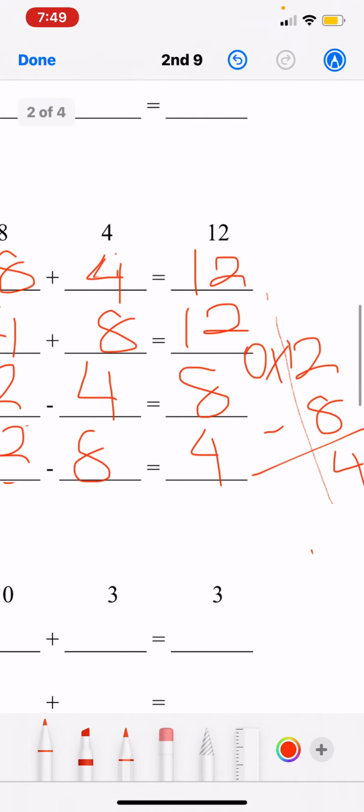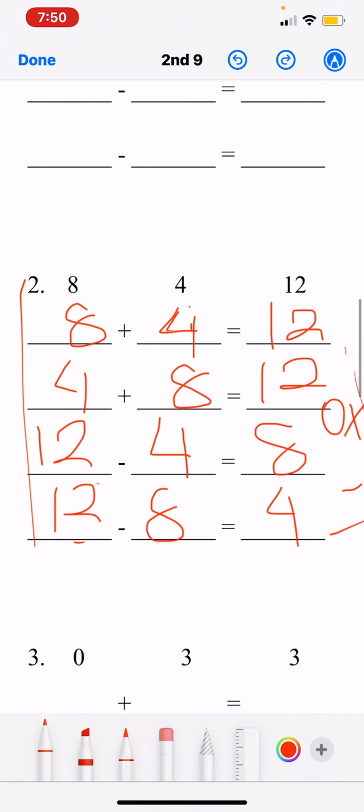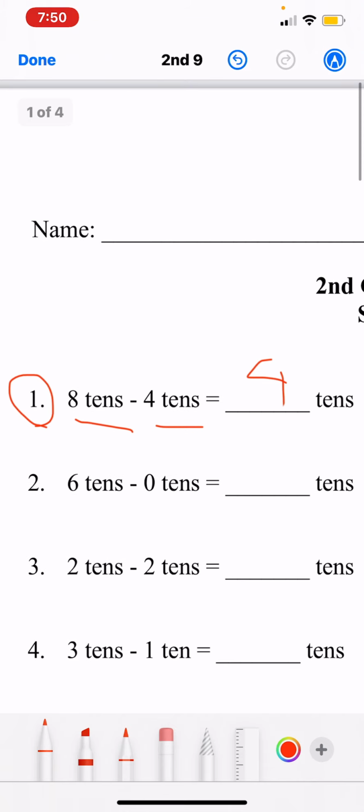So I'm going to put 4 here. Did I use 8, 4, and 12? Yes, I did. I used 8, 4, and 12. So this works. So here we go. This is how you solve it. And remember, you have to use these 3 numbers, okay? That's it. And I hope you guys have understood the lesson. Bye.